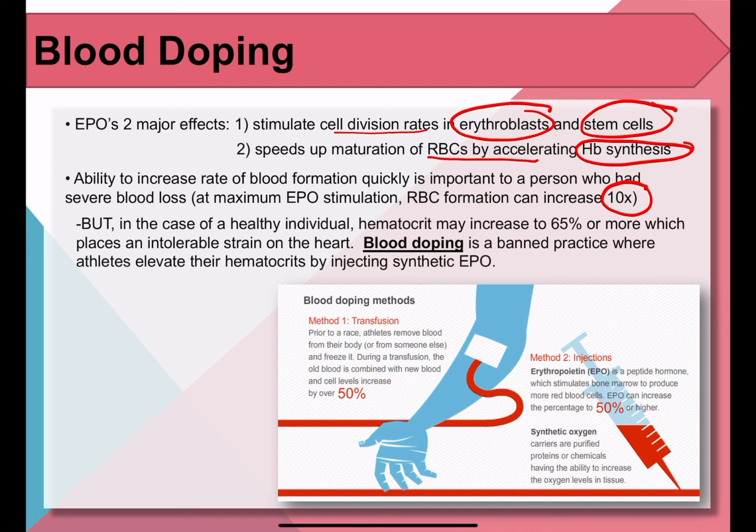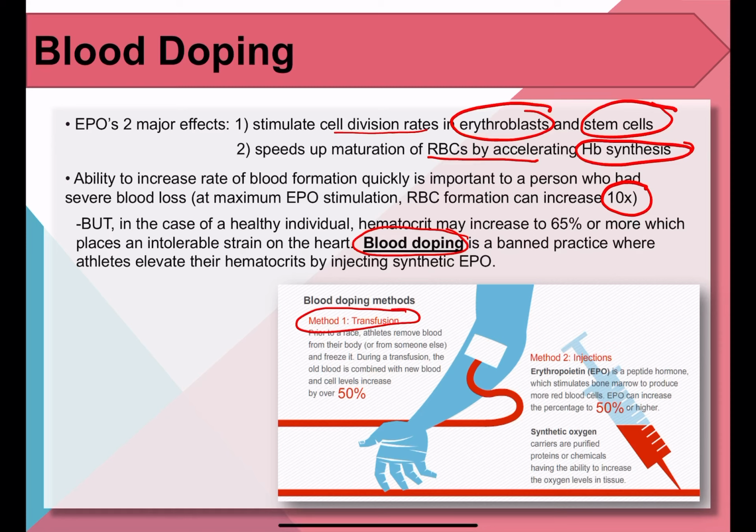One way is by blood transfusion. Okay, so make sure you remember blood doping, and one of those ways is transfusion, where before a race, athletes can remove blood from their body or someone else's body if it matches in blood type, freeze it down as a reserve, and then when the race time comes, they will transfuse those extra blood reserves back into the body, which can almost result in a 50% increase in red blood cell concentration.